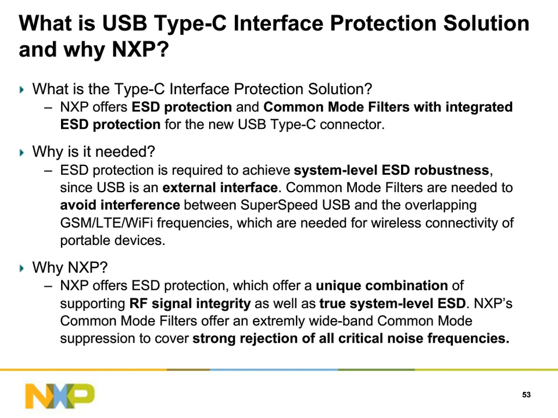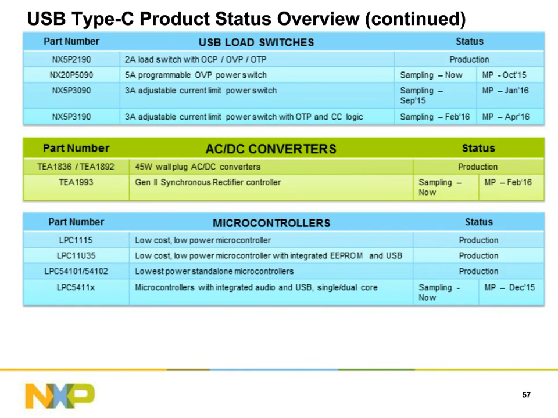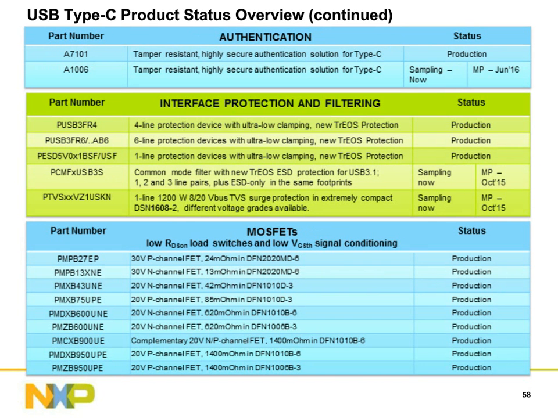This gives you an idea of all the NXP devices relevant to Type-C design. So I have segmented them as the high-speed switches, analog switches, redrivers, the PD5 and the CC logic device, the load switches, again, AC/DC adapters, solutions for microcontrollers, and finally, MOSFETs and ESD protection. So that is the comprehensive NXP portfolio for designing any kind of Type-C ecosystem or design across any of these different vertical segments that we talked about.